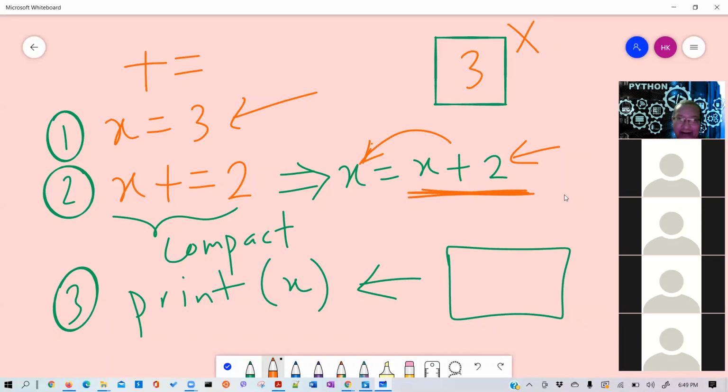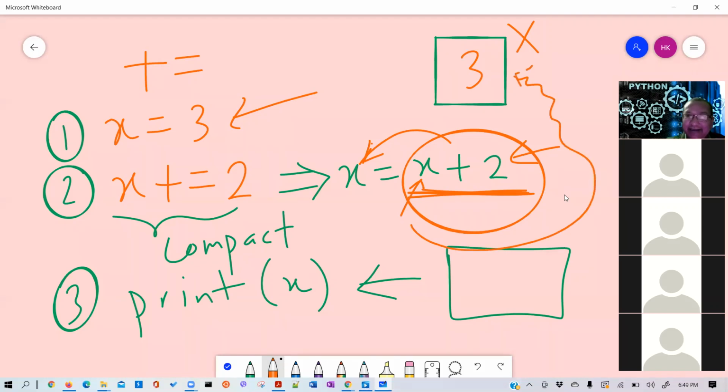So now what does the execution engine do? It doesn't look at the left first. It goes to the right and tries to evaluate this expression right here. Because there's a variable called x, it has to find the value of x. So it goes to the memory, finds the variable x, which is here, goes in there and gets that value.